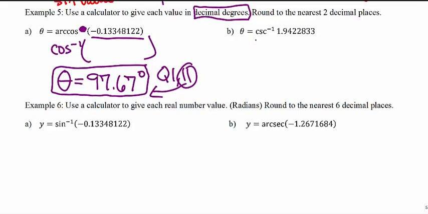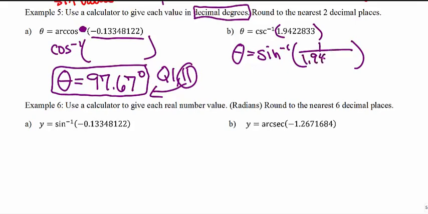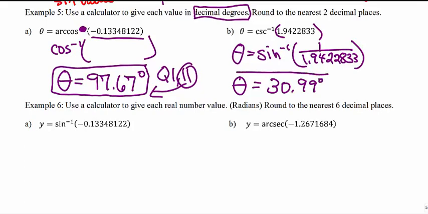Theta equals cosecant inverse of this value. Now we don't have a cosecant inverse button on our calculators, so we're looking for the angle that has a cosecant value of this. Well, the same angle that has a cosecant value of 1.94, etc., has a sine value of the reciprocal. So we're going to look for sine inverse of the reciprocal of that value. So we're going to put that into our calculator, round to the nearest 2 decimal places, and get 30.99 degrees.